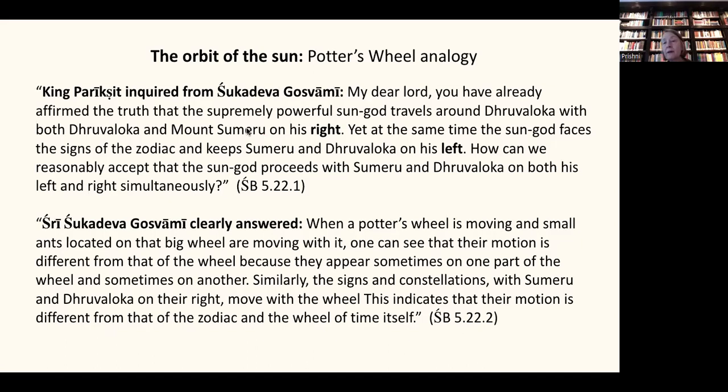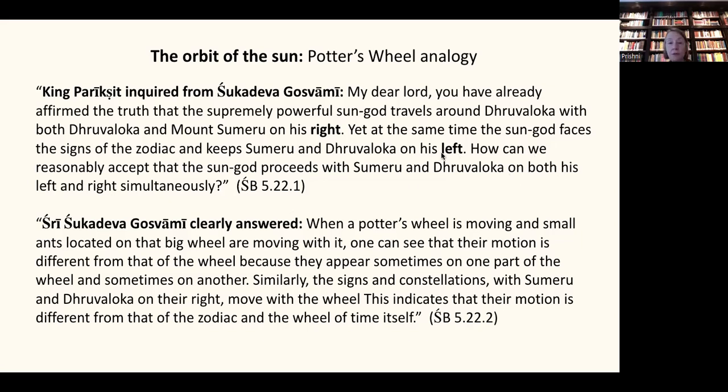Okay, so we have the planisphere model, but there's a problem, and King Pariksit brings this up in another famous verse, 5:22:1. So he's been listening to this whole description by Shukadev, and he inquires, "My dear Lord, you have already affirmed the truth that the supremely powerful sun god travels around Dhruvaloka." Okay, that's the pole star. That's that thing right up above the axis of the Earth, right? "With both Dhruvaloka and Mount Sumeru on his right. Yet at the same time, you say the sun god faces the signs of the zodiac and keeps Meru and Dhruvaloka on his left. How can we reasonably accept, bringing in our Anuman here, we want to be reasonable, how can we reasonably accept that the sun god proceeds with Sumeru and Dhruvaloka both on his right and left simultaneously?"